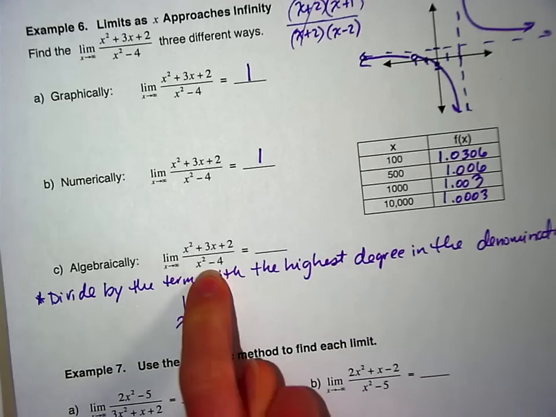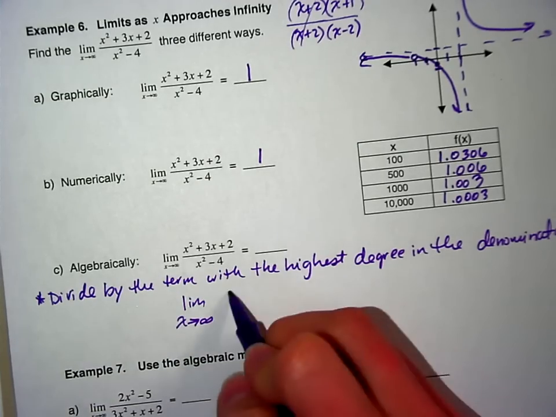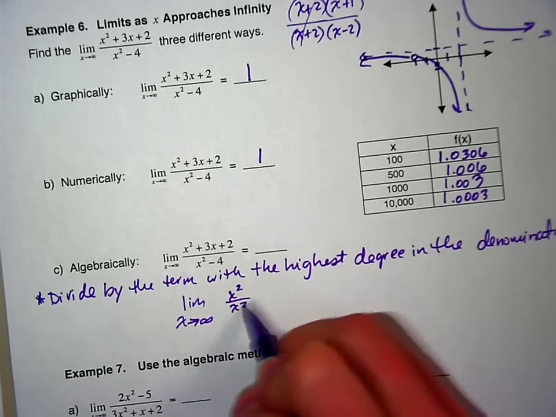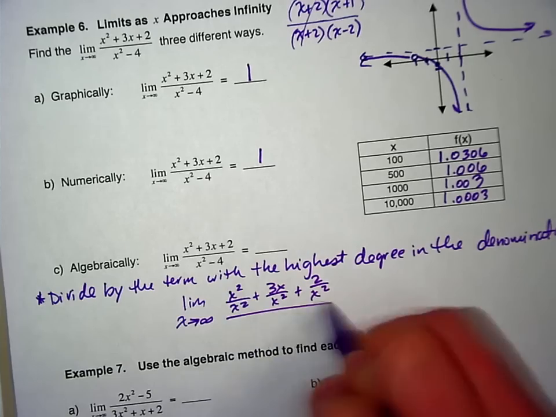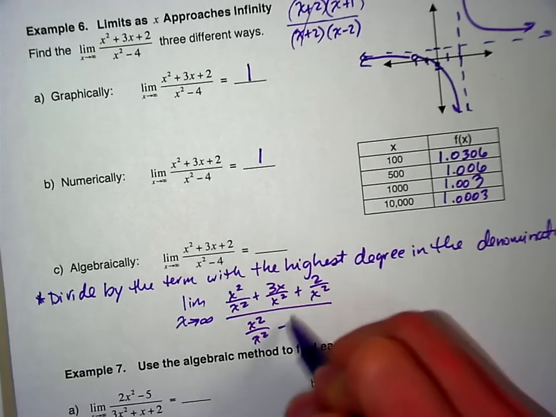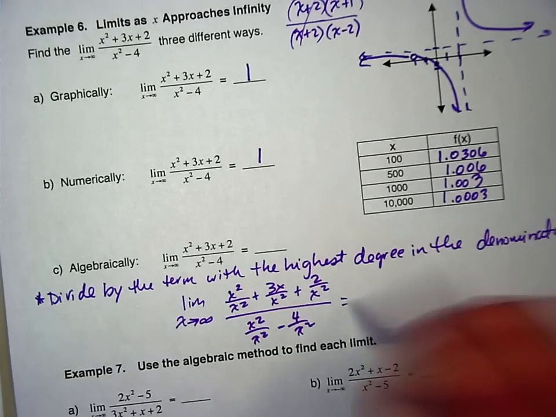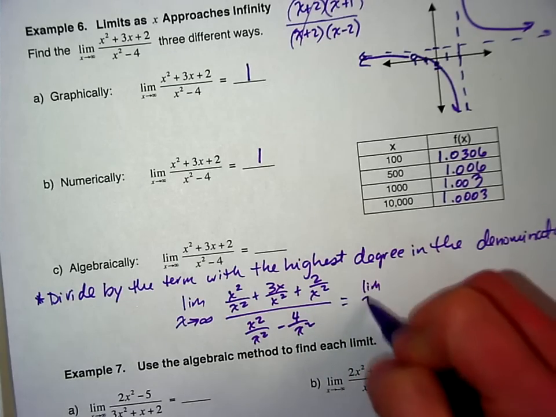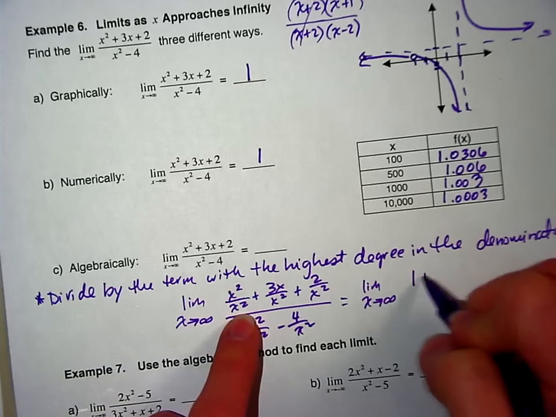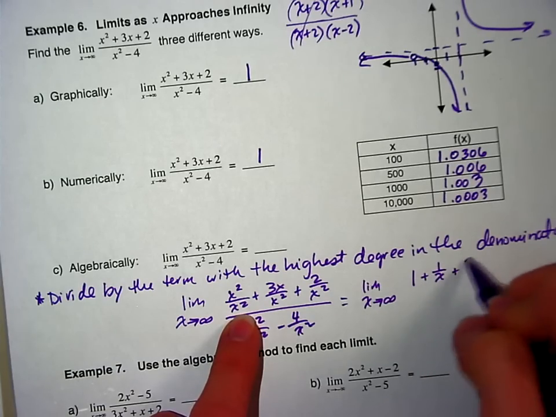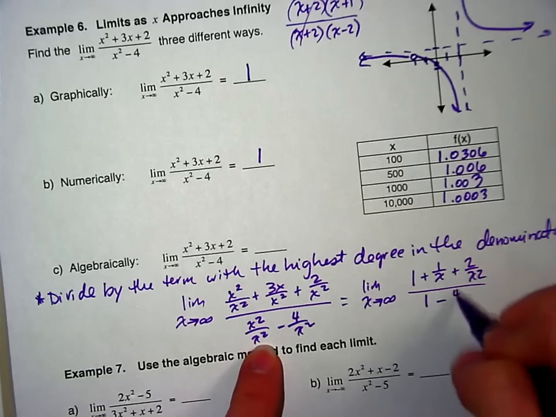We take a look at the bottom. x squared is the term with the highest degree. So on top, we're going to have x squared over x squared plus 3x over x squared plus 2 over x squared, over x squared over x squared minus 4 over x squared. Okay? And what happens is then we get the limit as x approaches infinity of 1 plus 1 over x plus 2 over x squared, over 1 minus 4 over x squared.